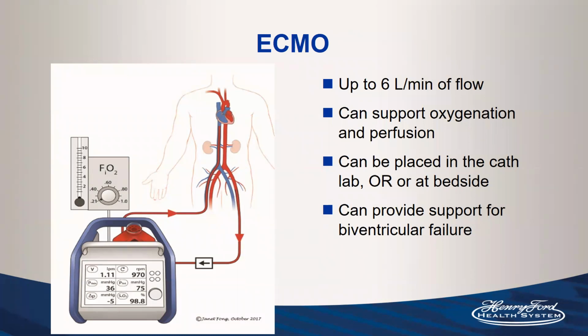When are situations that we would use VA ECMO? Biventricular failure or even RV failure. Don't use it a ton for straight RV failure, and that's more because there's not a lot we can do to get them off unless they're going to recover, and that's the hardest thing with RV right now, unless we're going to transplant.